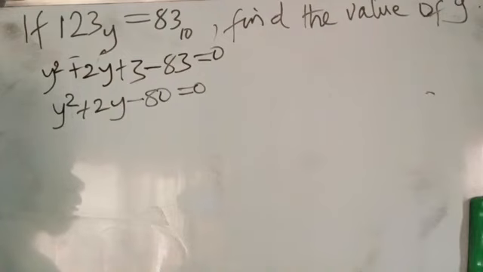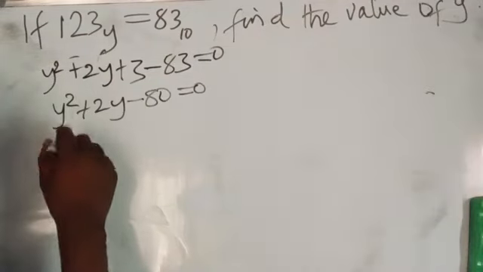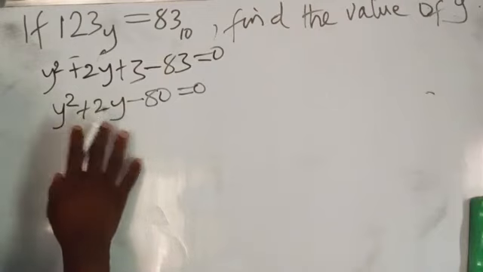We have the factorization method, the graphical method, the completing the square method, and then the general formula for quadratic equations, which is called the quadratic formula. Okay, now, to factorize this, what do you do?